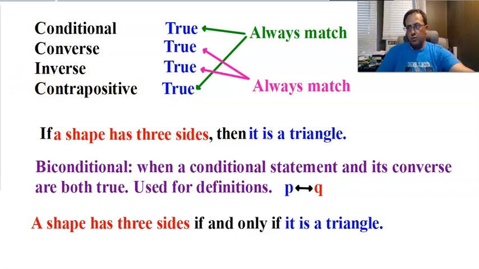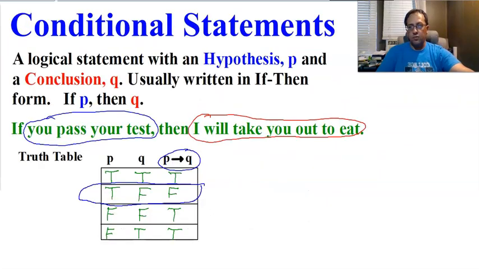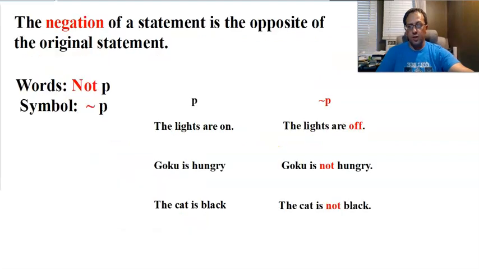Everything is true. So real quick, just to refresh this, a conditional statement has a hypothesis and conclusion, and it's usually an if-then. If P, then Q. All right. The only way this can be a false statement is if the hypothesis is true, you did pass your test, but I did not take you out to eat. The conclusion is false. All right. The negation is just not that. Okay. And if you have more than one option, you can't just say instead of being black, it's white. You just have to say it's not whatever it was, not that.